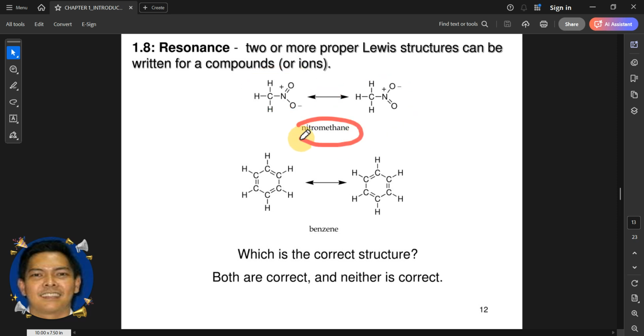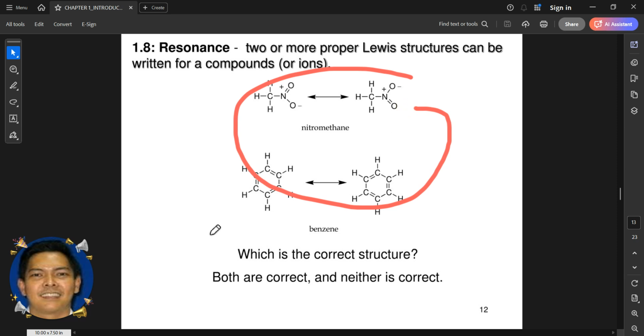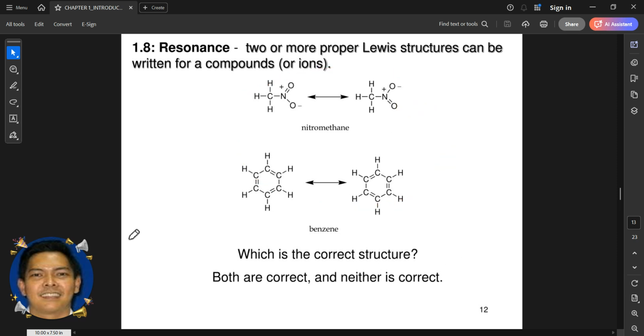So nitromethane can be drawn and represented in terms of a compound or in terms of an ion, because it carries a negative charge and a positive charge. The same goes for benzene. So you can see here, what is the correct structure? It's actually that both are correct structures and neither is correct.